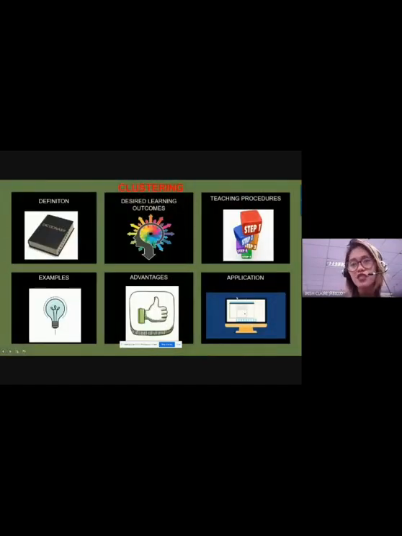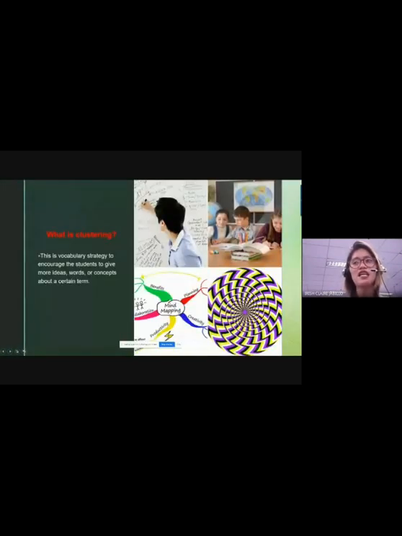But before we further discuss clustering, we will first know its definition, desired learning outcomes, teaching procedures, examples, advantages, and most especially its application. From the root word cluster, it means a small group of people or things. Like when you and your friends huddle, it's called clustering. It is a vocabulary strategy to encourage the students to give more ideas, more concepts or words about a certain term. It is a classroom activity or a group project where there are given lists of statements from which clusters are to be formed.